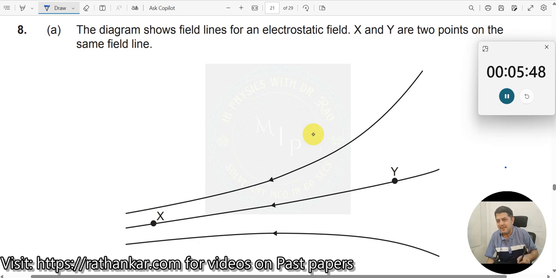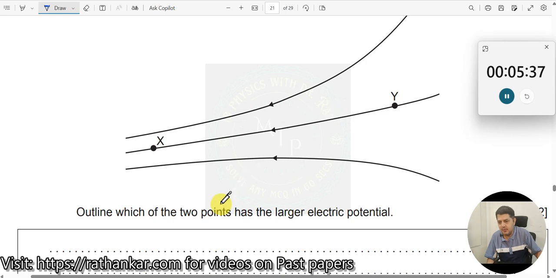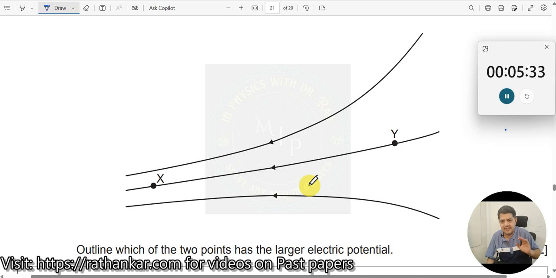Okay, so the diagram shows field lines for the electrostatic field. X and Y are 2 points on the same field line. Now, which of the 2 points has a larger electric potential? To understand the electric potential in the electric field, first look at the arrows in the electric field. The arrows are directed like this.